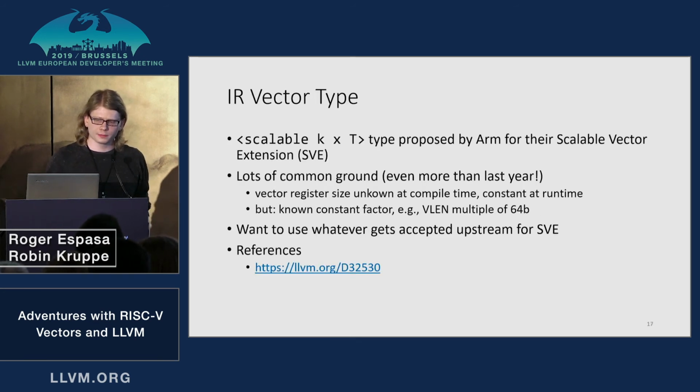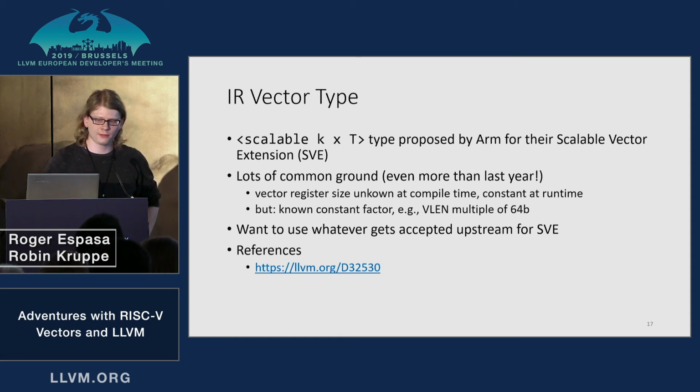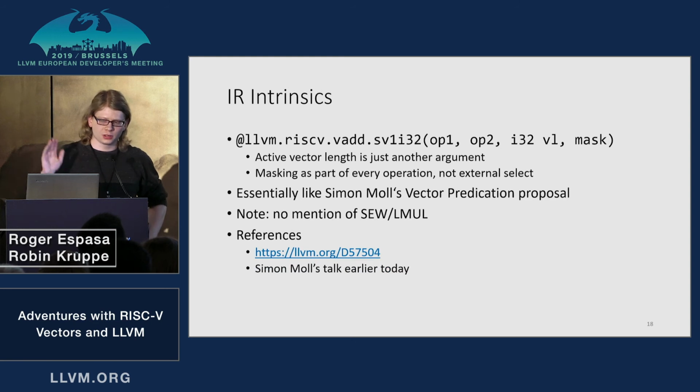So this scalable type, if you've been at a roundtable earlier today, you may have heard about this, or if you followed ARM SVE, they proposed the scalable vector type. And we, with RISC-V, have a lot of common ground with SVE. We'll have a vector register size that is fixed at runtime, but not known at compile time, and there's some known constant factor in that. So whatever gets accepted upstream for SVE, hopefully real soon, that will also work almost certainly for RISC-V. You can find the current proposal patch there at the URL. And that covers how to represent the vectors.